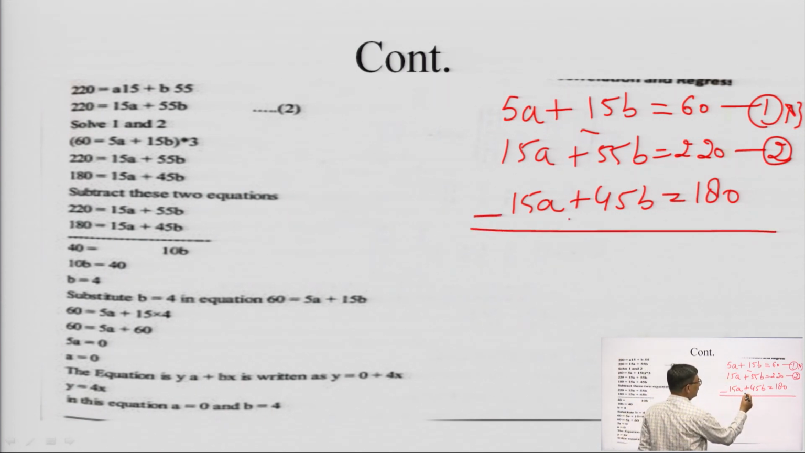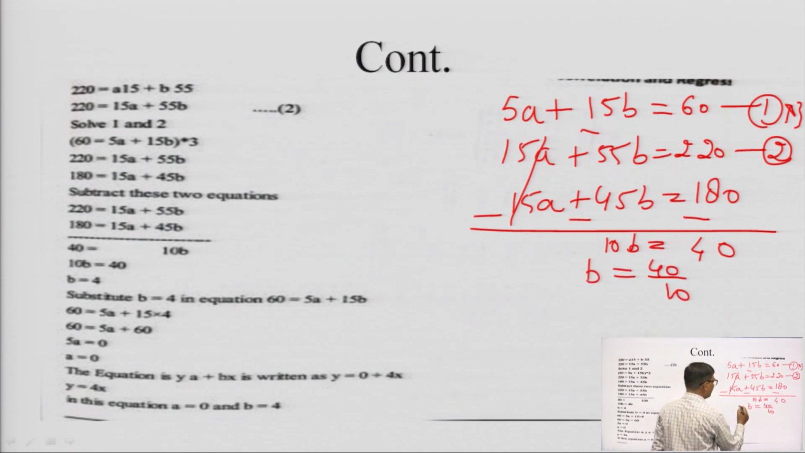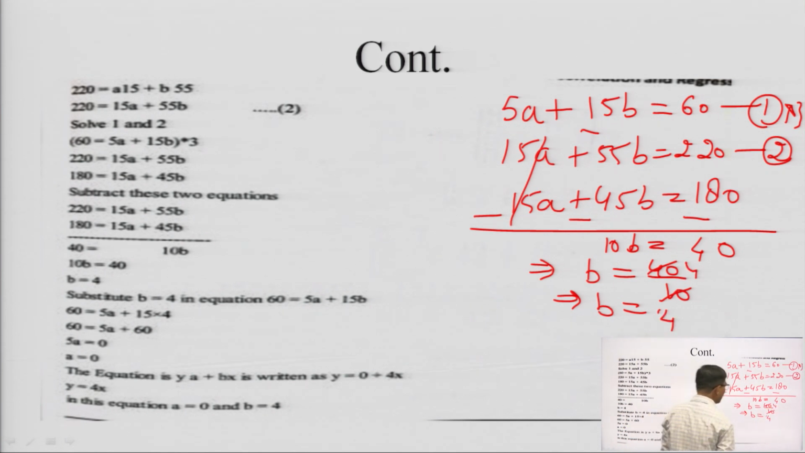On subtracting these two equations, the a term will cancel out and this will be equal to 10b equal to 12 minus 8, 4, 40, and b equal to 40 by 10. This implies b equal to 4. So we get the value of b equal to 4.